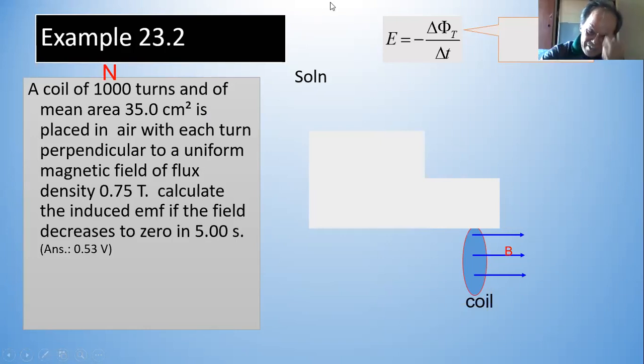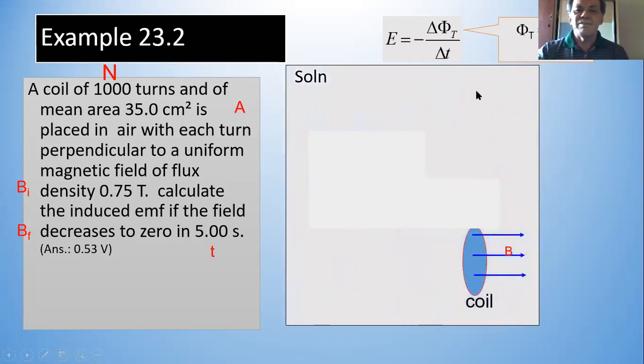Right? Identify, there's your N. That's your area. Remember to change it to meter square. That's your initial, B_i. That's your final, 0. That's your time, 5 seconds. And just use your Faraday's law. Replace your flux linkage with N times flux, and then becomes your BAN.